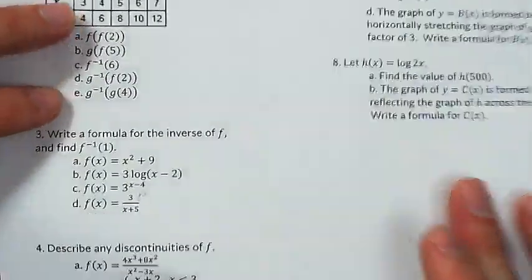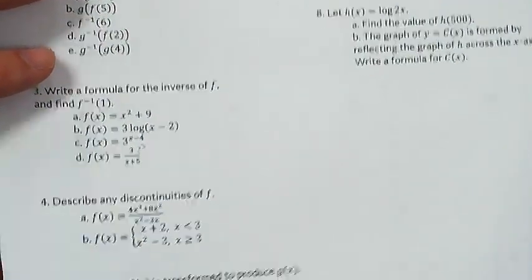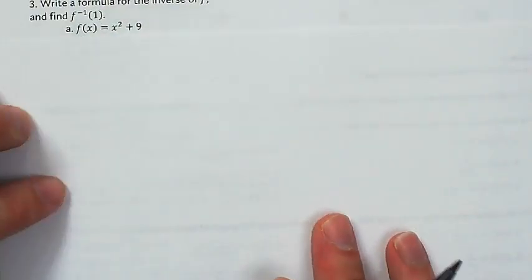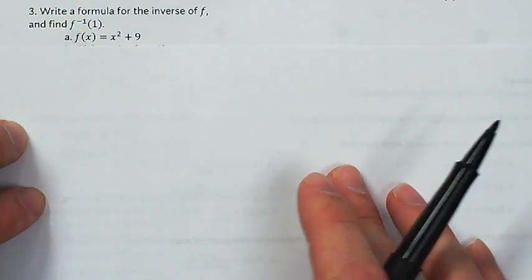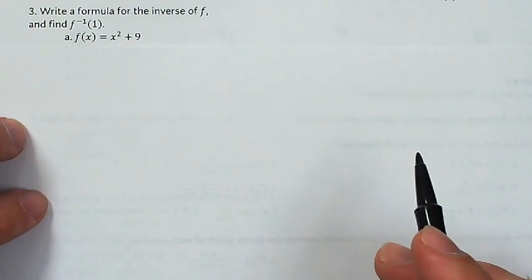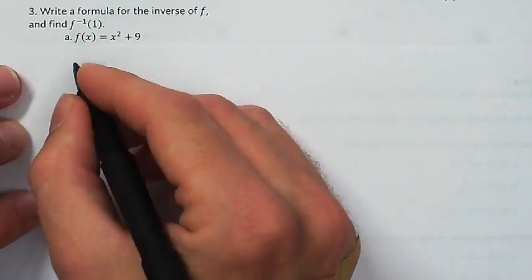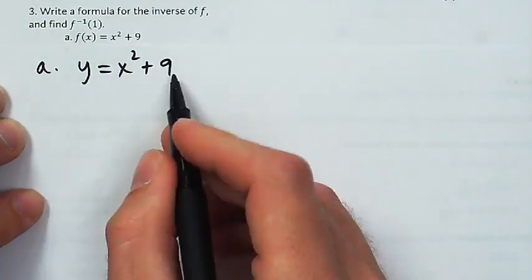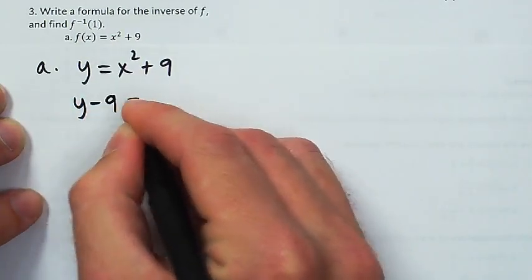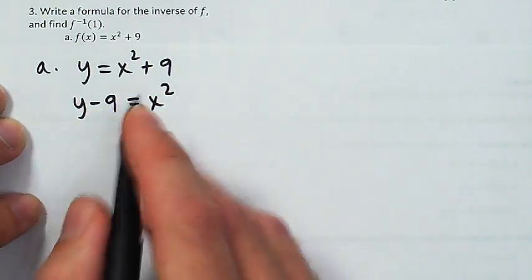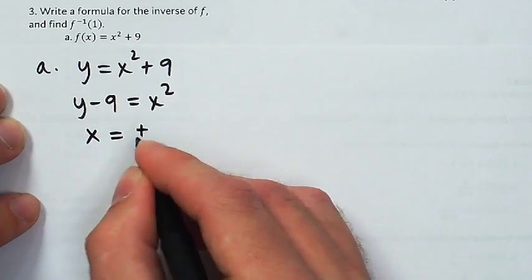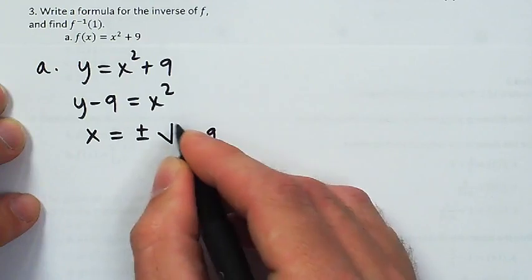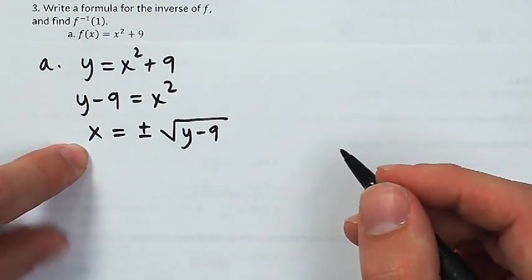Number 3: write a formula for the inverse of f and find the value of f inverse of 1. All right, so maybe I'll write a few formulas for the inverse of f. If I've got y equals x squared plus 9 and I'm trying to solve for x, I'm going to subtract 9. If I take the square root of both sides, I could solve for x on its own, and I would have plus or minus the square root of y minus 9. Okay, that is a formula for the inverse of f.